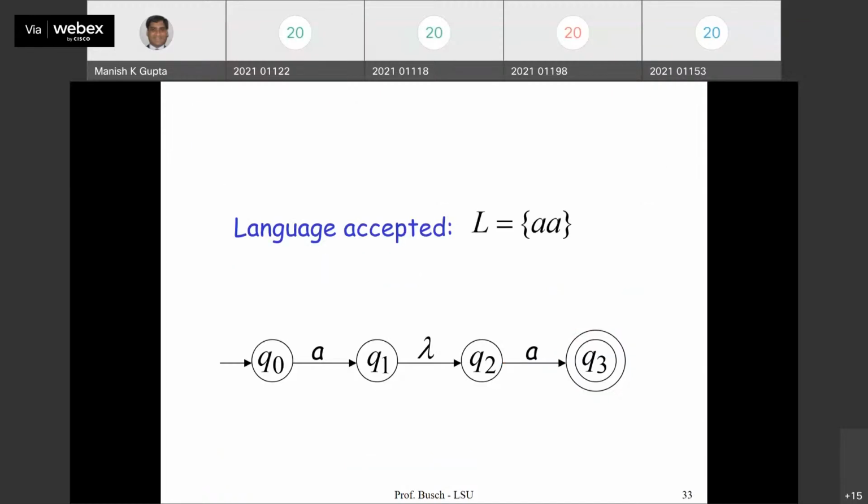Okay, so the language is AA. Now you can see that this automata has language AA because A is there, then a lambda transition, and A is there, right?